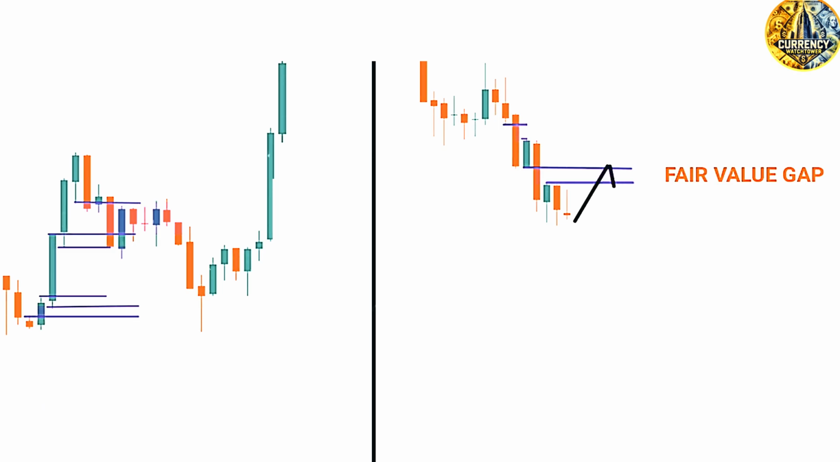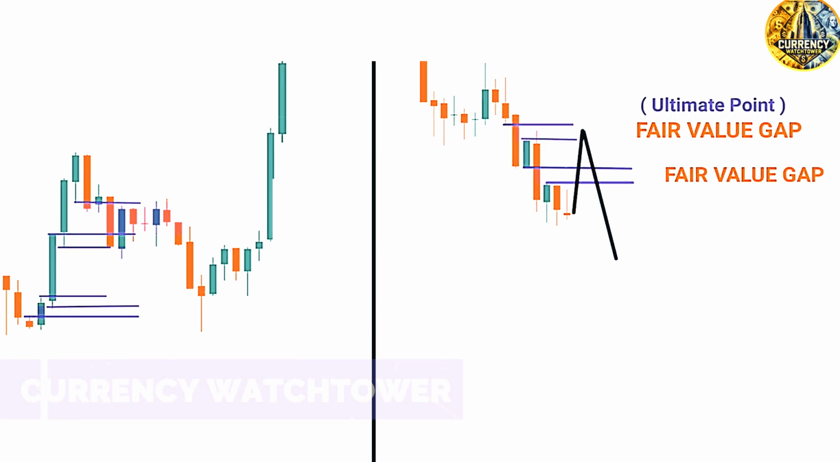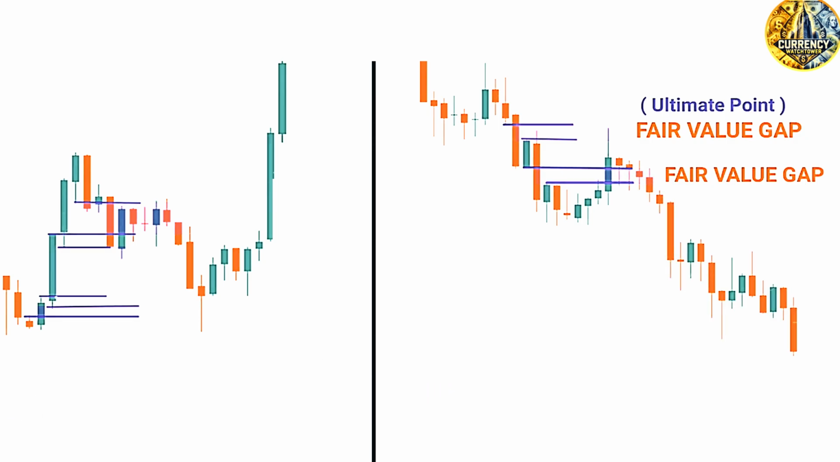If the market gives a pullback here, then there is a very high chance of the market reaching this first point. If this first fair value gap was not there, then the market would have reached this fair value gap and reversed after filling it. But since there are two fair value gaps, the market can reach this ultimate point.